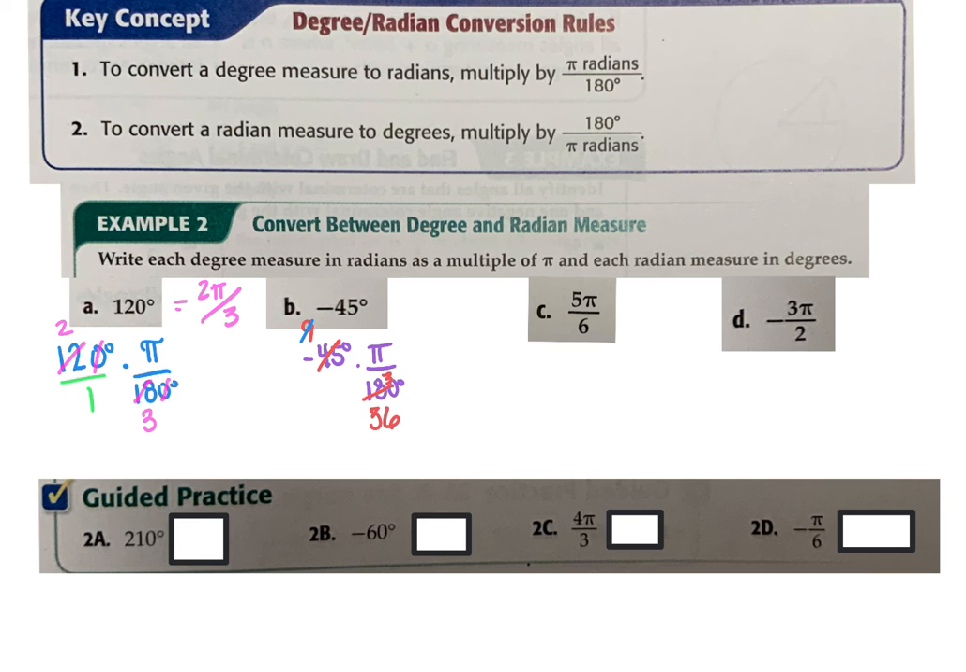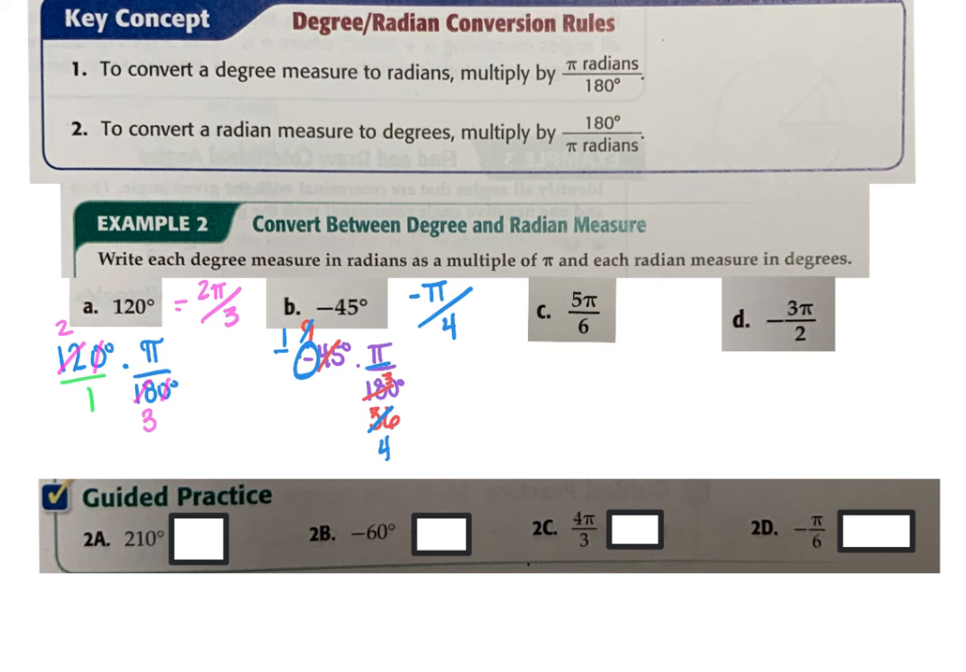9 divided by 9 is 1. 36 divided by 9 is 4. So on top I have 1, a negative, don't forget that negative, and pi. So I just have negative pi, negative 1 pi. And on bottom I have just a 4. Negative pi over 4 is my negative 45 degrees.